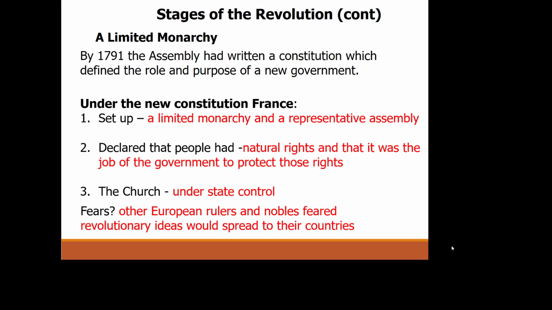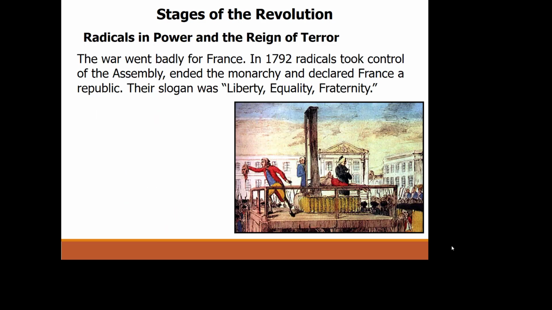So this freaks out some of France's neighbors, other European rulers, remember they're all related, and several nobles are going to be fearful that these ideas of revolution are going to continue to spread to their countries, and so they are going to declare war on France. So France is now at war. The war goes pretty badly. France is trying to fight a war on multiple fronts.